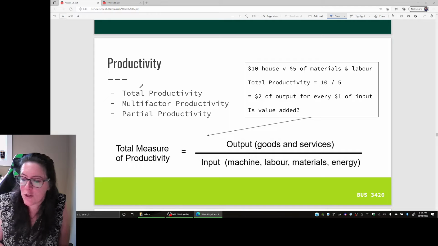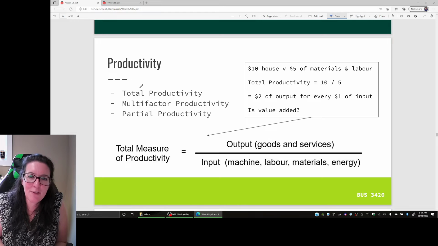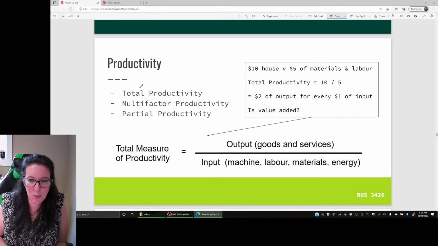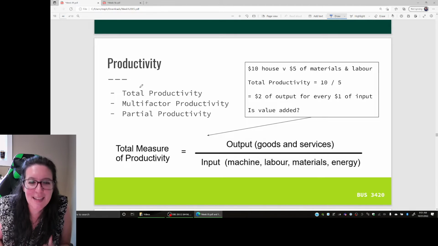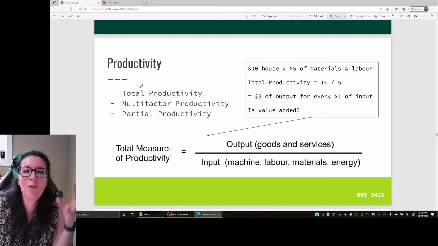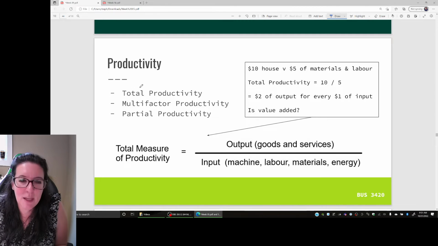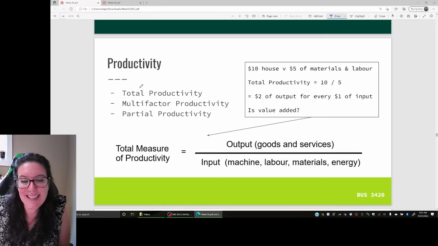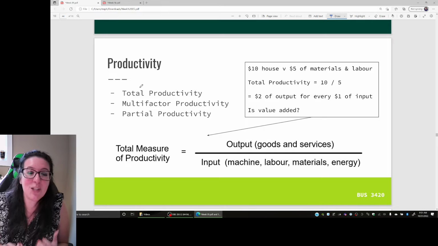So there are different measures of productivity. We have a total productivity measure, a multifactor measure, and a partial measure. So what we're looking at is, are we getting any bang for our buck? Is there any value added? So the total measure of productivity takes the total value of the output and divides by the total value of the input. So if, for example, we had a $10 gingerbread house and it cost us $5 in terms of materials and labor, then our total productivity measure, 10 divided by 5, is 2.